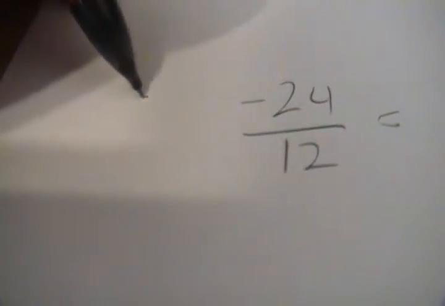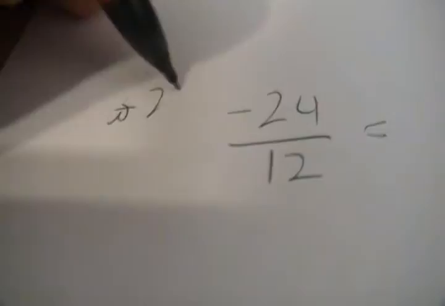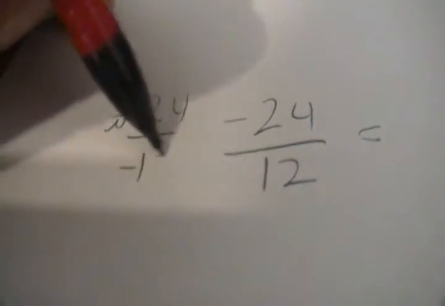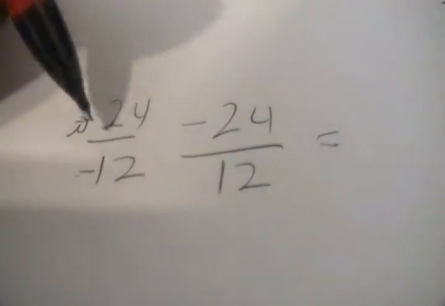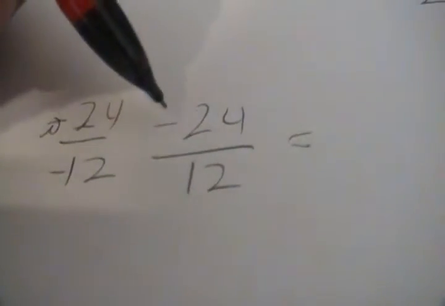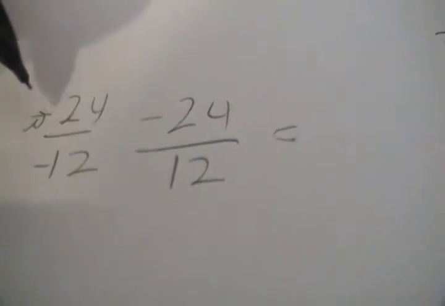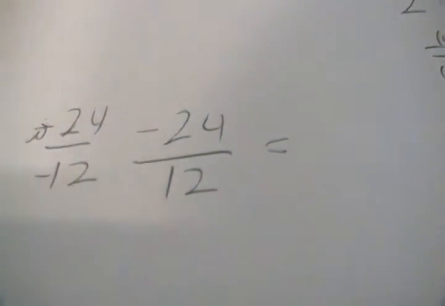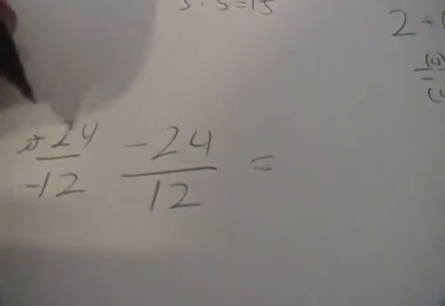Conversely, let's say if you had not negative, but just 24 over negative 12, that also becomes a negative number. So it doesn't really matter if you have the negative on the top or the bottom. If one's a positive, one's a negative, then the whole answer is going to be negative. Okay, so again, 24 divided by 12.